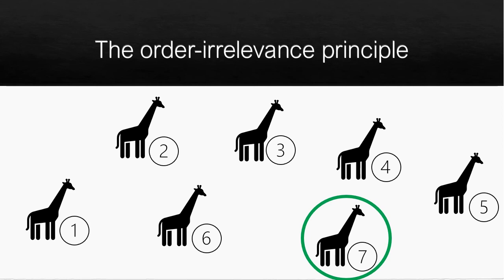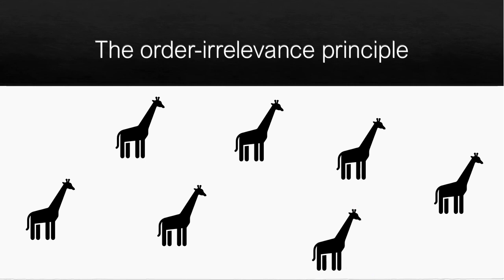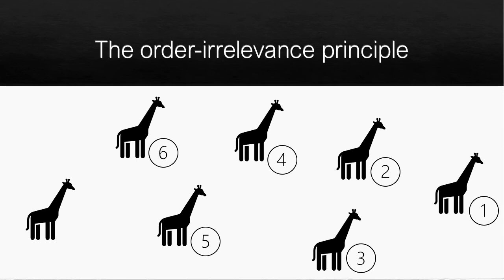Now let's look at the order-irrelevance principle. So I'm going to count these giraffes again, but I'm going to count them in a different order, to illustrate the order-irrelevance principle. So this time I'm going to count them in a different order, starting with a different giraffe. 1, 2, 3, 4, 5, 6, 7. I have no more giraffes left to count, so 7 is my final answer.